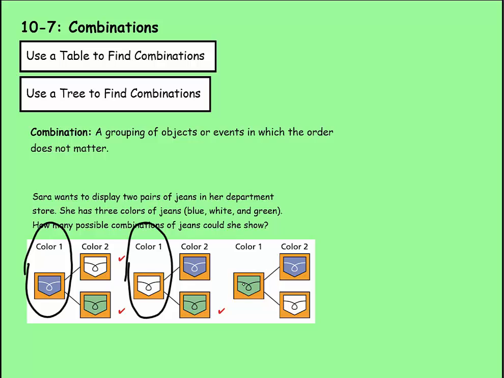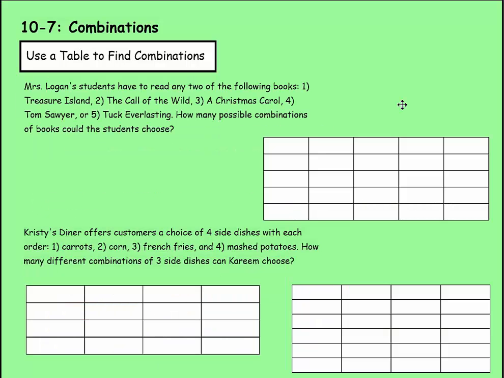See, that wasn't a combination anywhere here. And if we have green as color 1, we've already done green and blue over here, and we've already done green and white over here, so neither of these we can add to it. So I see a total of 3 combinations here from this tree. So if she has 3 colors of jeans and wants to display 2 different pairs, she could do it in 3 different ways.